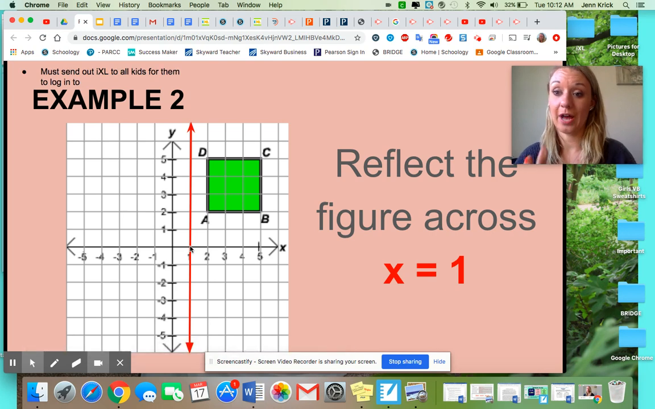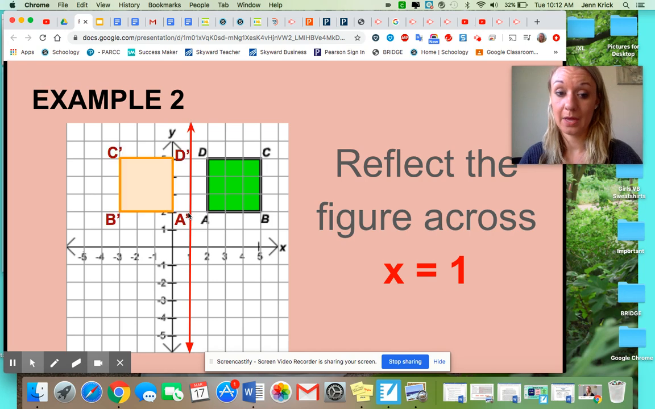All you have to do is draw a vertical line going up and down, and that's your new line of reflection. So if I was reflecting this, I would say, all right, I know that D is one away, so it's got to be one away over here. I know that A is one away, so I know it has to be one away here. Look at how it looks on my screen.